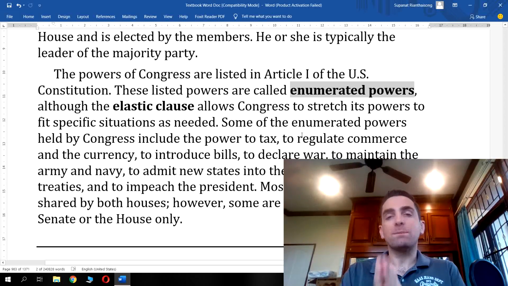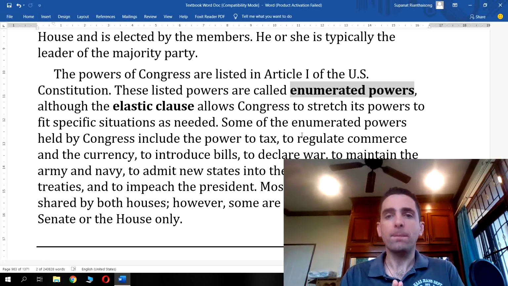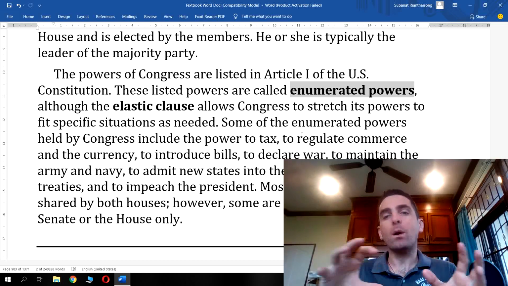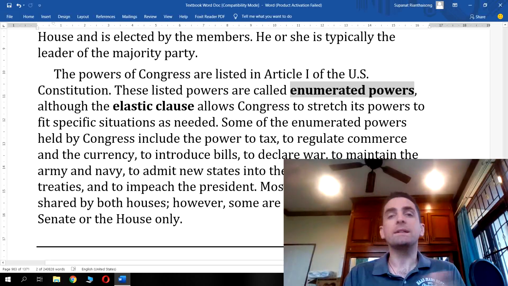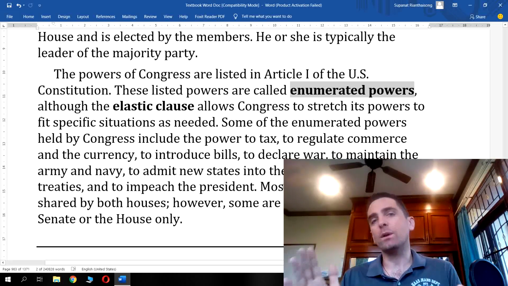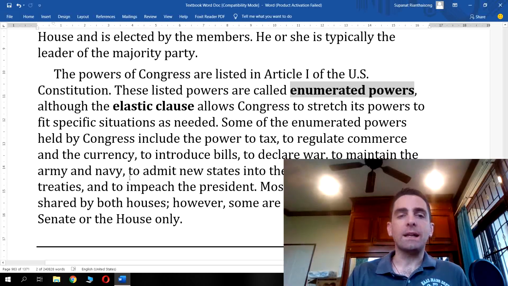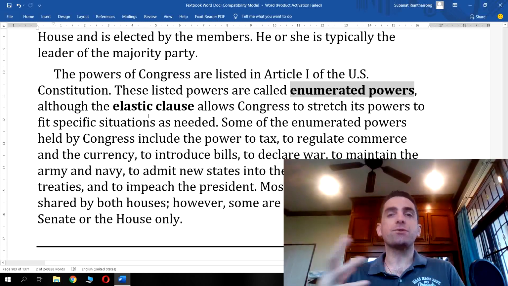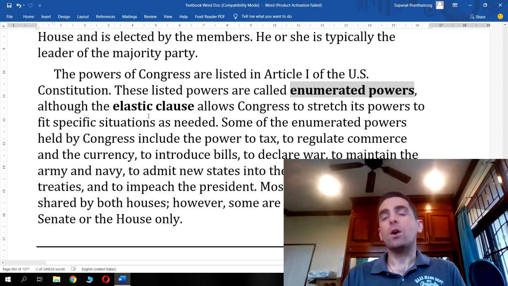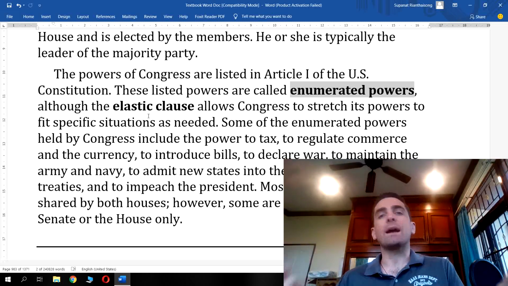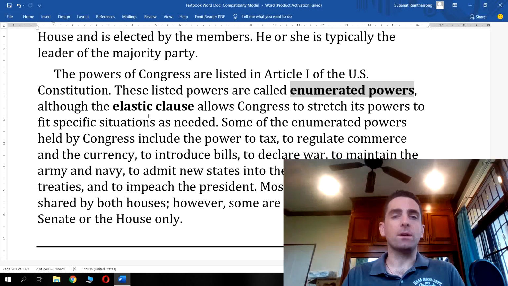So although there are specific powers that Congress has under the US Constitution, these powers called enumerated powers are split kind of equally between the House and the Senate. But there is a little bit of crossover sometimes. But there is a clause in the Constitution called the elastic clause, which means in extreme circumstances, Congress might have a little bit more power in certain areas than others, depending on the circumstance.